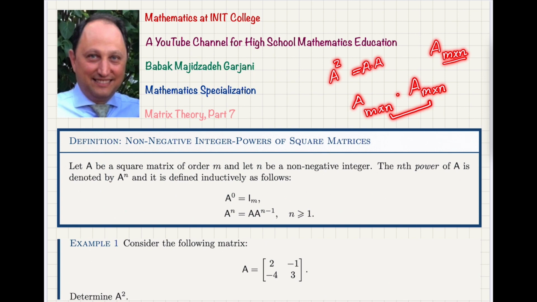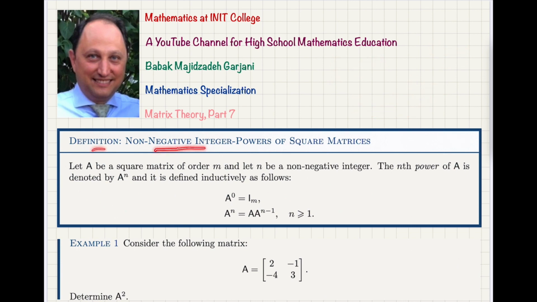So if I want to define a power for a matrix, m and n should be the same. In other words, the number of rows and number of columns should match, so it should be a square matrix. This is something I want you to know: you cannot talk about powers of matrices if matrices are really rectangular. They have to be square matrices so that you can talk about powers. This is why my definition concerns non-negative integer powers of square matrices.